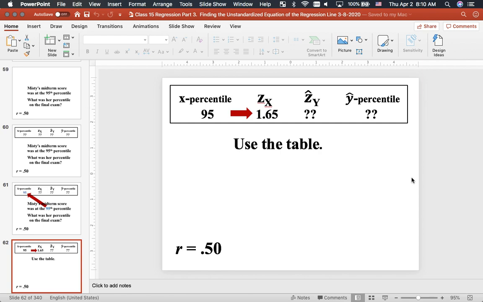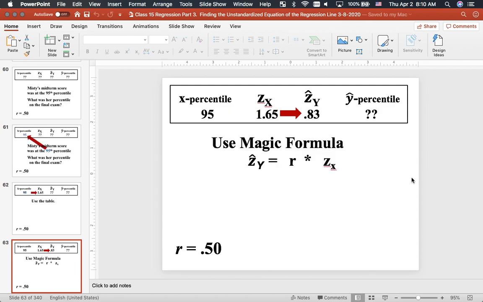So let's convert that to a z-score. If we use the table, we can go down the left side, or we can look in the middle, find the percentile that matches up. Look to the left side, it's 1.6. Now look at the top of the table and go over, okay, and it looks like 0.05. So it'd be 1.65. Then what we can do is use the magic formula. So 0.5 times 1.65 equals 0.83.